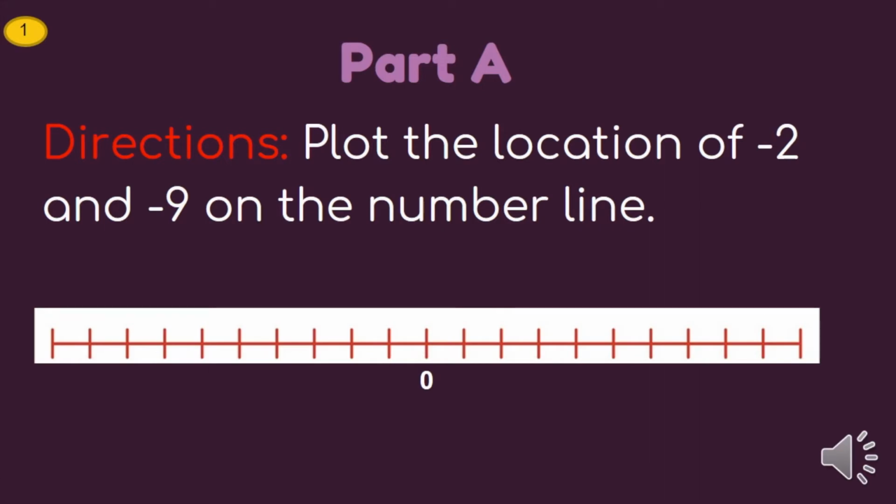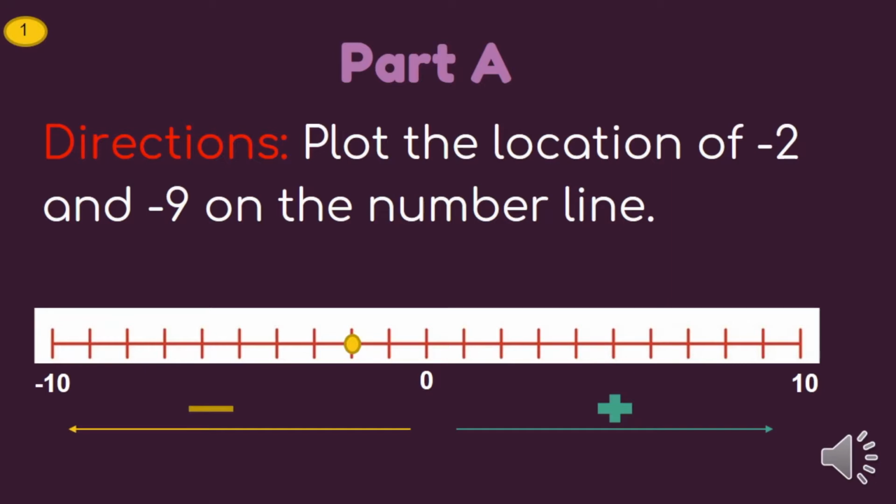Let's take a look at the number line. In the middle is 0. To the left of 0 is -10, and to the right of 0 is +10. This means that to the left of 0 we have negative numbers, and to the right of 0 we have positive numbers. Now, since -2 and -9 are both negative numbers, their locations on the number line will be to the left of 0. So let's plot -2.